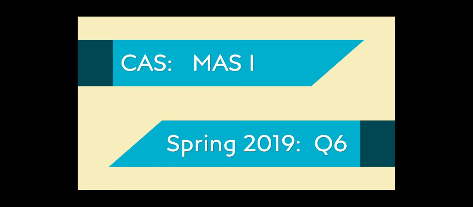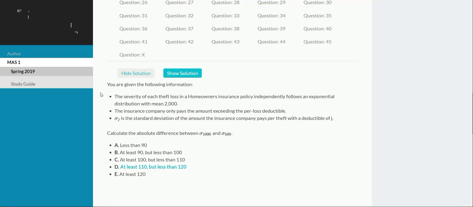Let's get started. You're given the following information. 1. The severity of each theft loss in a homeowner's insurance policy independently follows an exponential distribution with mean 2000. 2. The insurance company only pays the amount exceeding the per loss deductible. 3. Sigma sub j is the standard deviation of the amount the insurance company pays per theft with a deductible of j. Calculate the absolute difference between sigma sub 1000 and sigma sub 500.